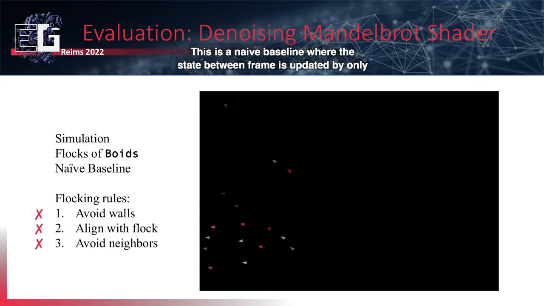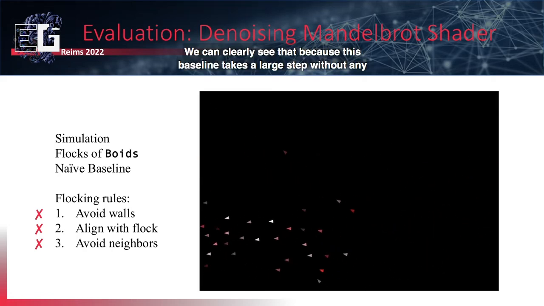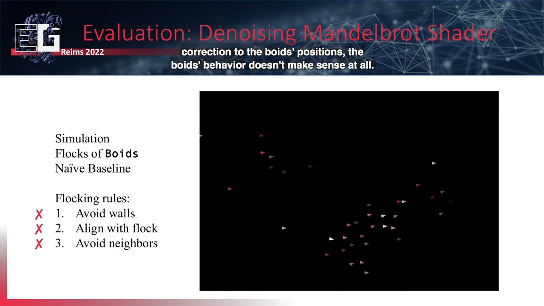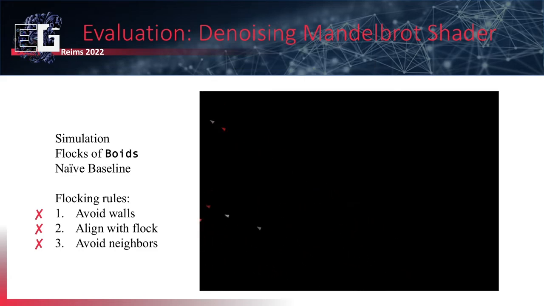This is a naive baseline, where the state between frames is updated by only one simulation pass with a larger step. We can clearly see that because this baseline takes a large step without any correction to the boid positions, the boid behavior doesn't make sense at all.